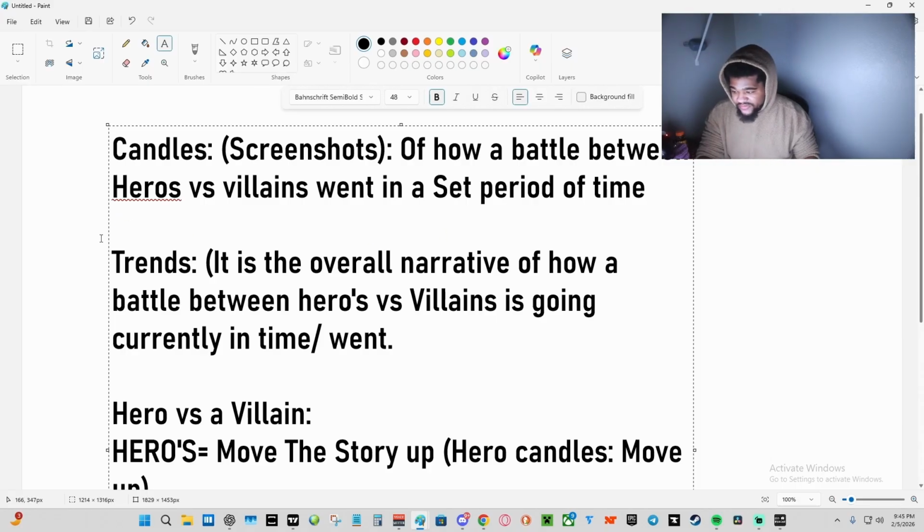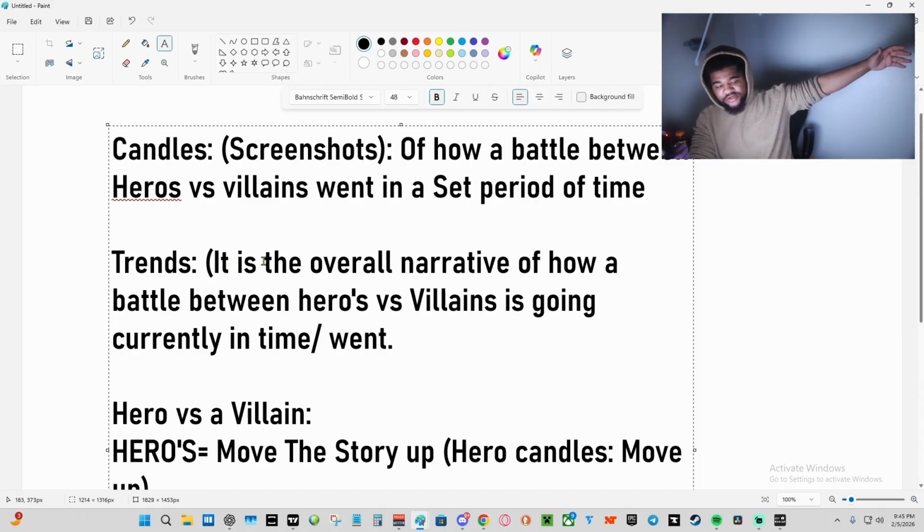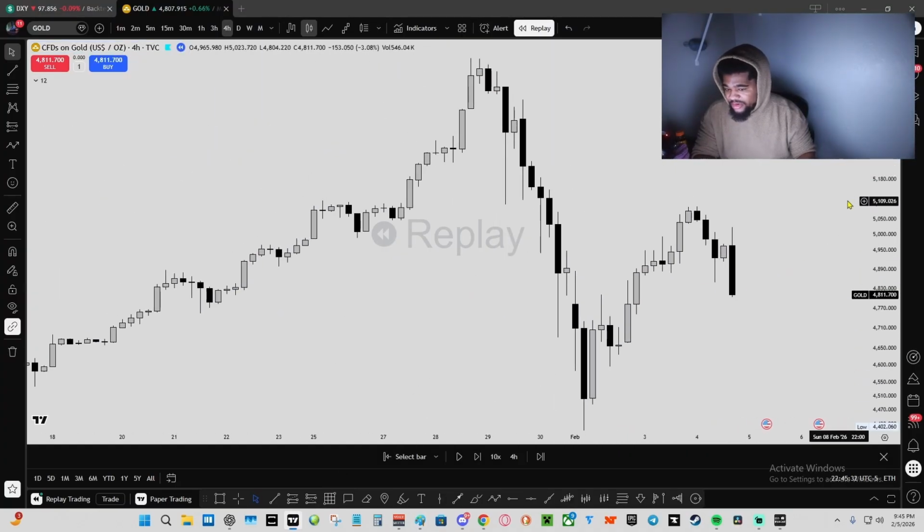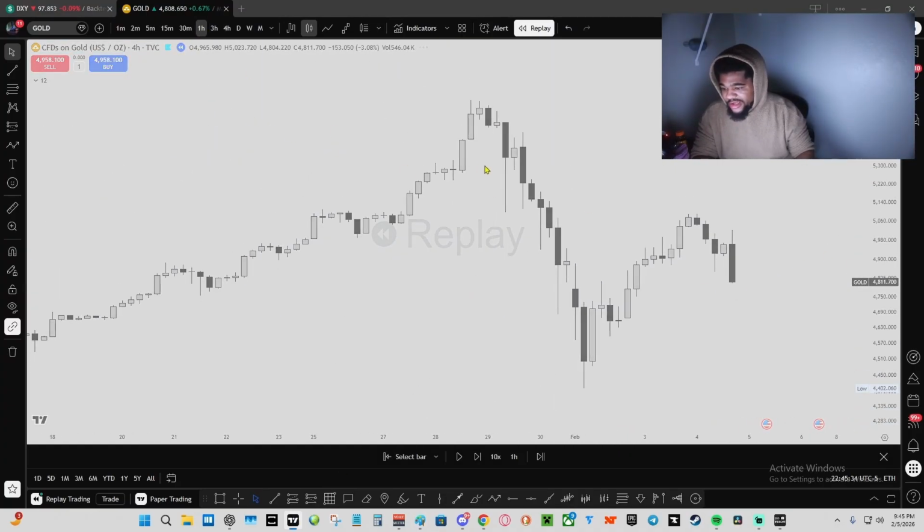The trend itself, once again, it's just the main quest line. It is the overall narrative, right? An uptrend, an up quest line, is just heroes advancing in the story. A down quest line, a downtrend, is villains advancing in the story, right? That's all it is. And the trend itself, so an overall downtrend, is just a collective of fighting going on.